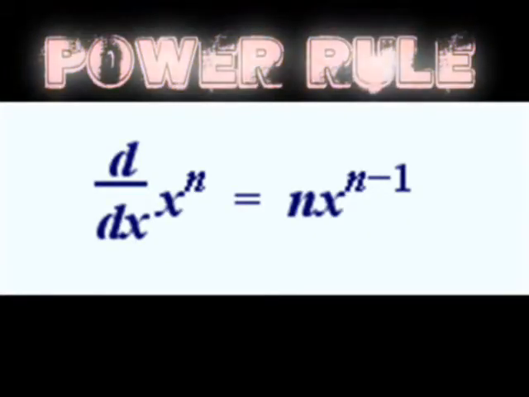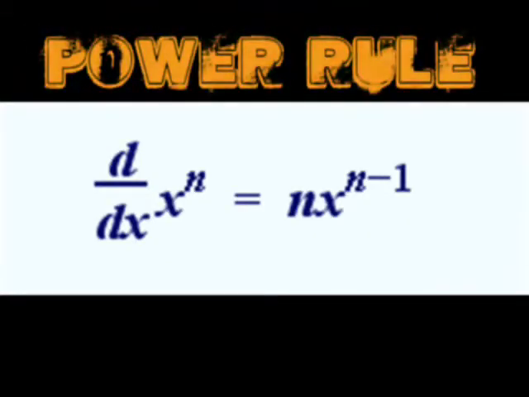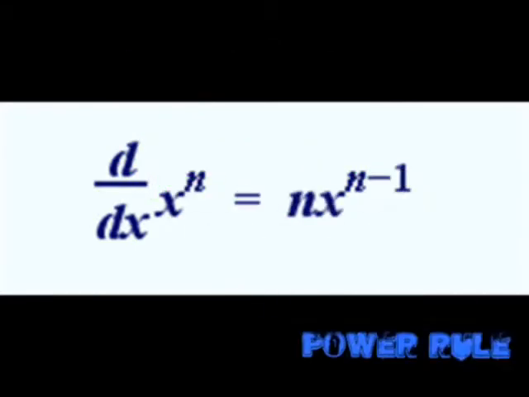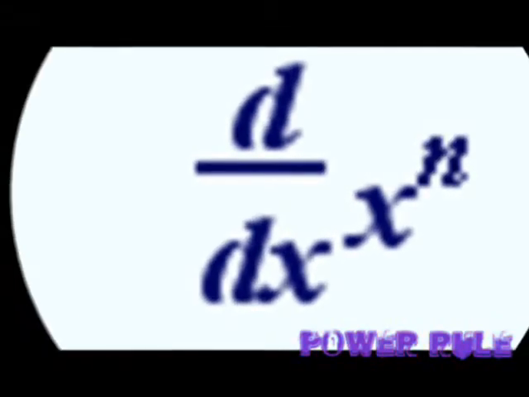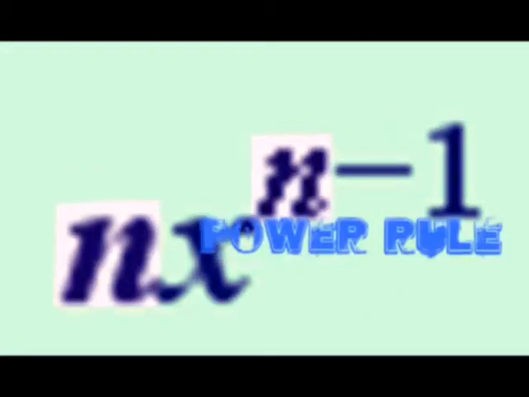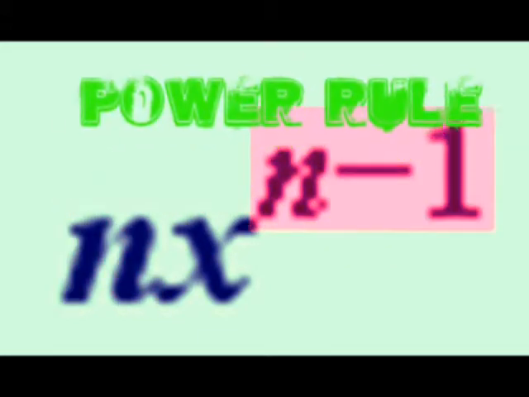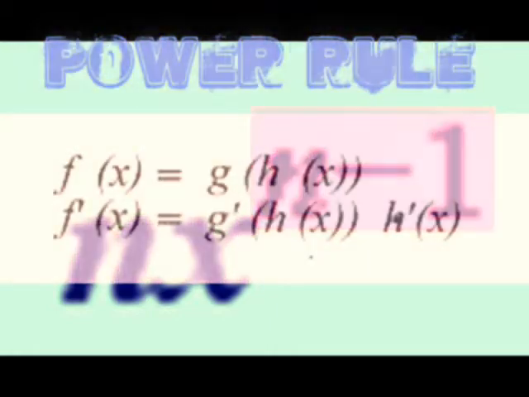The first rule we will be using is called the power rule. This rule applies to a function to the power of n. To complete the power rule, you take the original exponent and place it in front of the function, and then subtract 1 from the exponent.